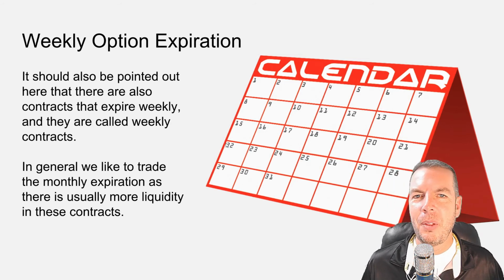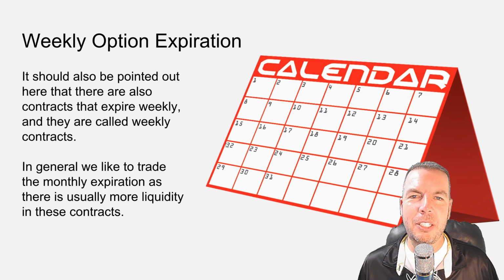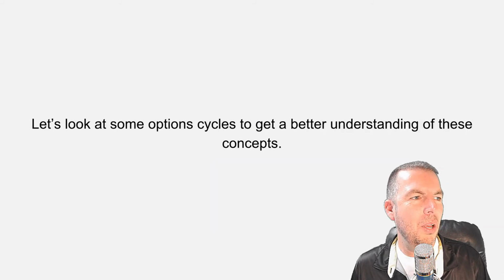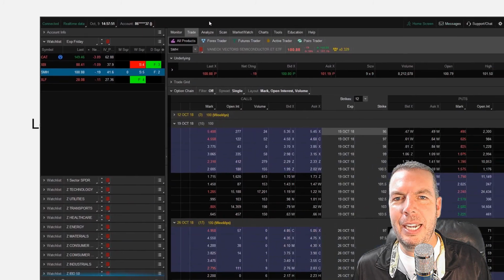But in general, we here at Tactical Options Trading like to trade the monthly contract because of the liquidity, because there's a little bit more liquidity in those monthly options. So I want to show you guys what I'm talking about, to get an idea of these concepts.